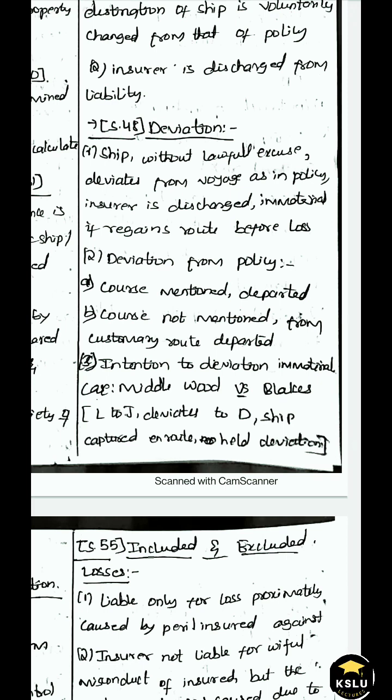The next is that intention to deviate is immaterial. So if the ship deviates, whatever its intention may be, it is immaterial, it is deviation, and the insurer will be freed from his liability. Case law: Middlewood versus Blakes. In this case, the ship was to depart from L and arrive at a destination J, but it deviated to a smaller island D during its course. During the deviation, the ship was captured en route. They applied under the policy, but it was held that the ship had deviated and the insurer was discharged from his liability.